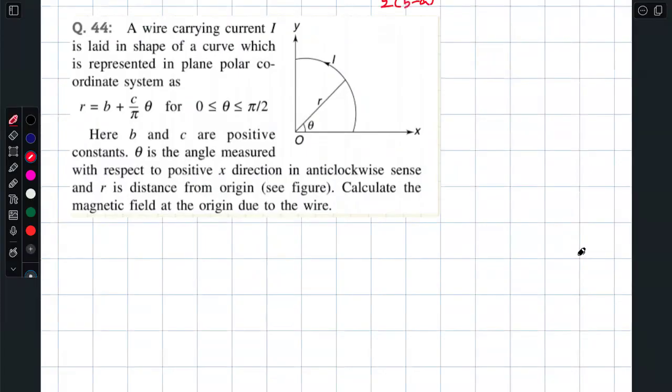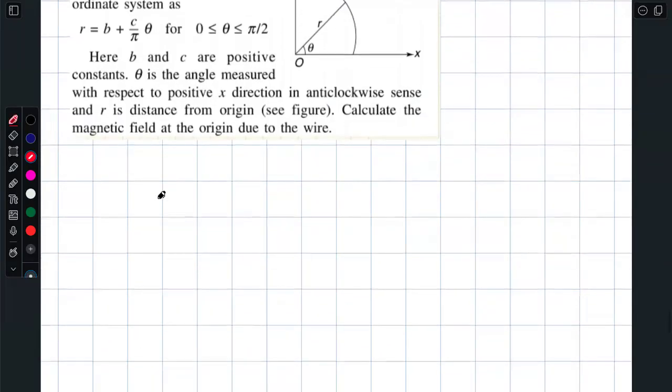A wire carrying a current is led in the shape of a curve which is represented in polar coordinates as a function of theta. This is called polar coordinates. B and C are constants. Theta is the angle measured with respect to the positive x direction. Theta is measured anti-clockwise. Find the magnetic field at the origin due to this wire.